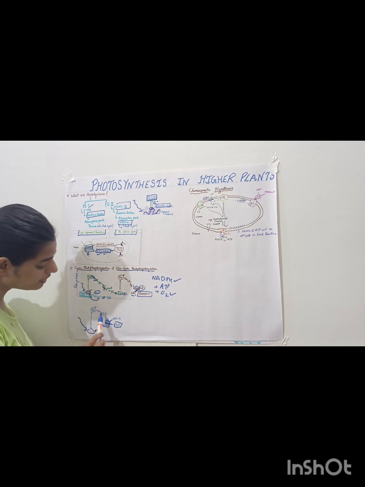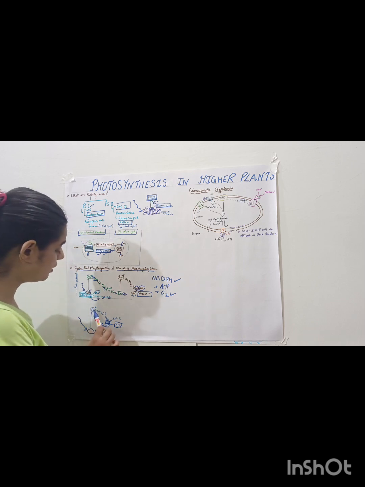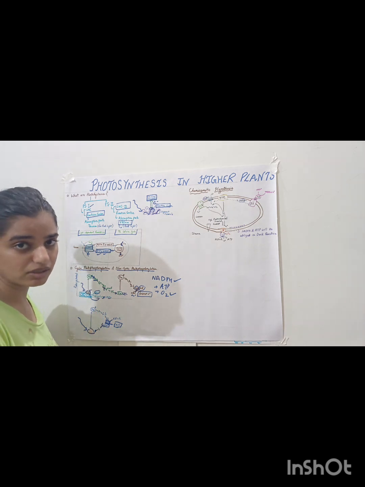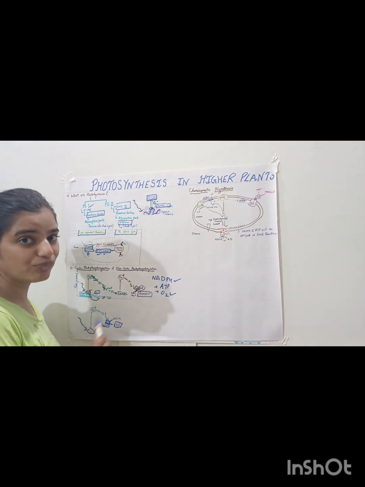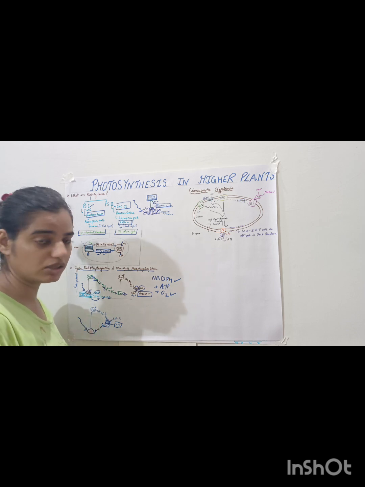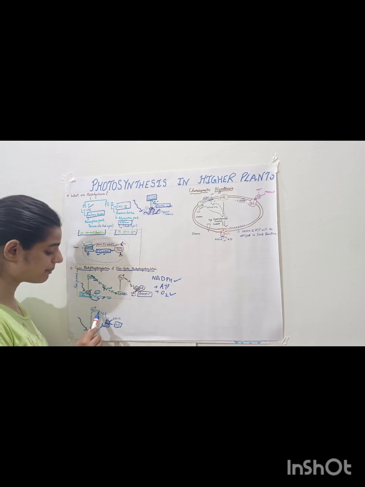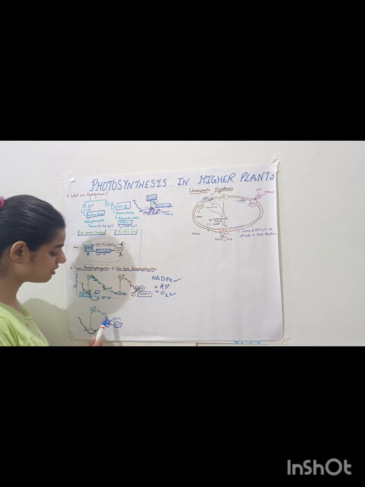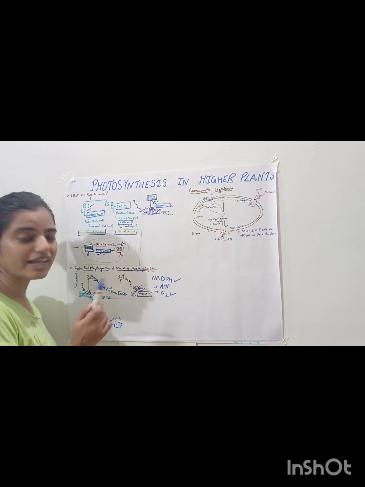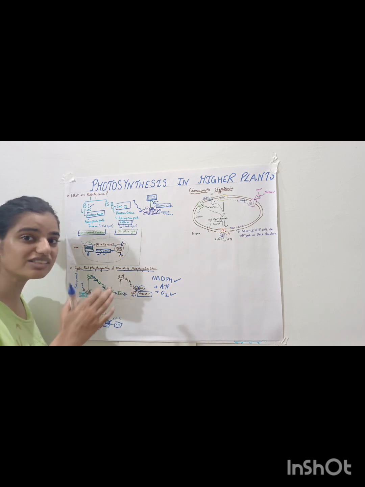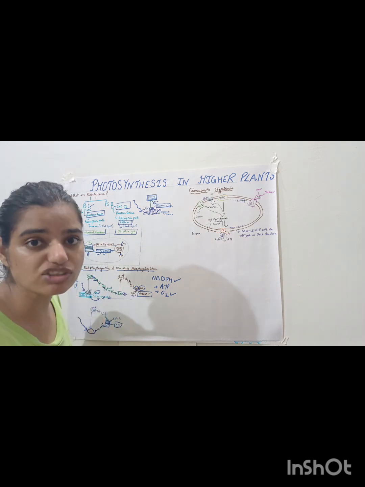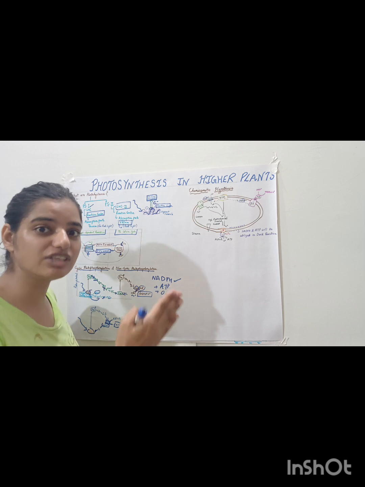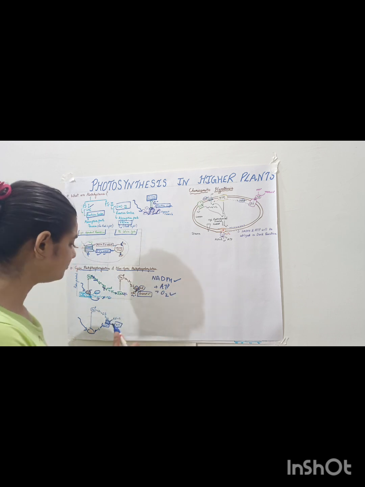So the whole reaction is a redox reaction. When the P700 gives its electron to the primary acceptor, it itself oxidizes and reduces the primary acceptor. When the primary acceptor gives the electron to the iron sulfur clusters, the iron sulfur cluster gets reduced and the primary acceptor oxidizes. So it is a series of redox reactions where a molecule gets oxidized, reduced, oxidized.